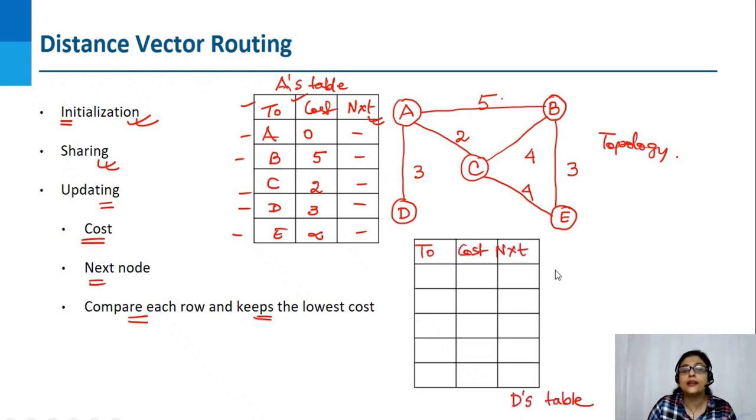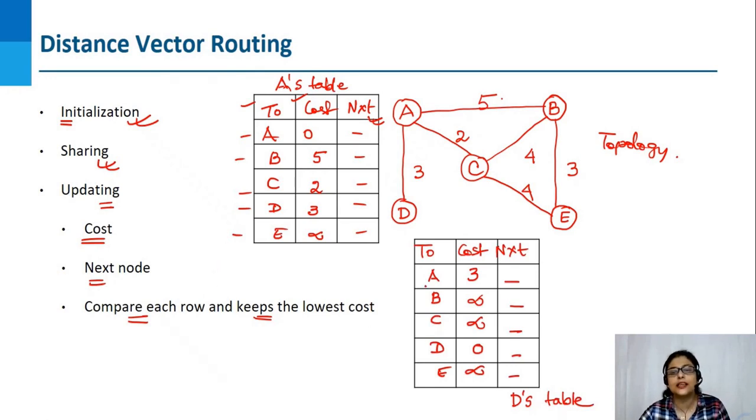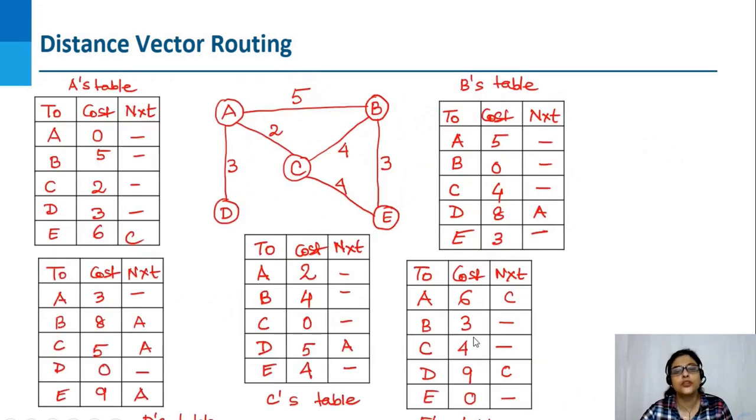Similarly, we can create D's table like this. So here D, since D is connected only to A, we have a cost 3, and for all other nodes except D with itself, which is 0, and for B, C, E, the cost is infinity because initially D has no information about E. In this fashion, we can create the routing table of all the different nodes, and after they share their information, the routing tables of the individual nodes are updated.